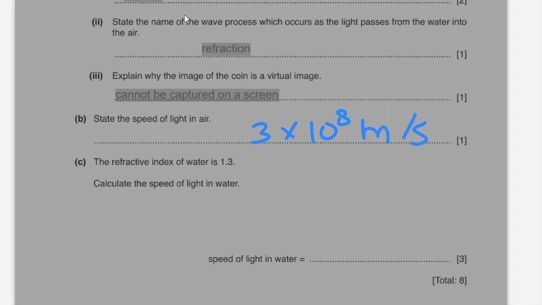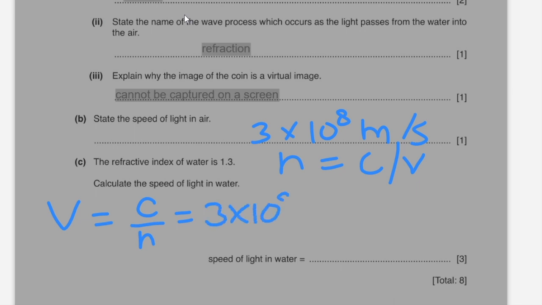C. The refractive index of water is 1.3. Calculate the speed of light in water. So refractive index is equal to speed of light in vacuum or air divided by speed of light in any substance, which means speed of light in water should be equal to speed of light in air divided by the refractive index. That is equal to 3 into 10 to the power of 8 divided by the refractive index given in the question, 1.3, and this gives us the answer as 2.3 into 10 to the power of 8 meters per second.